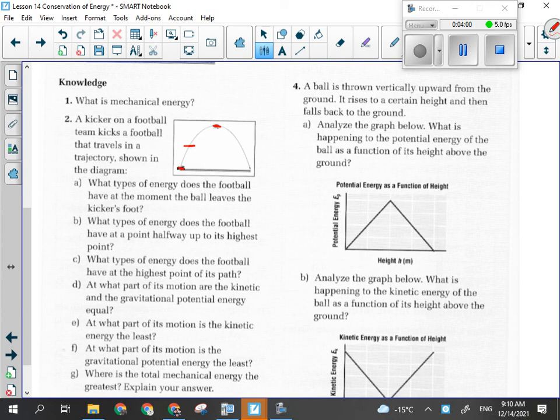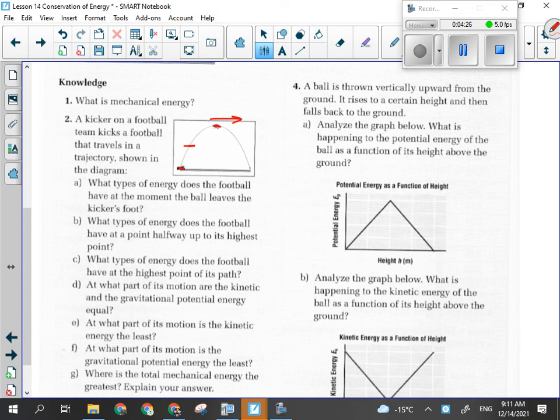And it's still moving. Had he thrown it or kicked it somehow straight up in the air, then at its highest point, yes, it would only have potential. But because it's following this trajectory, at this point, it is still moving horizontally. So it still has some mechanical kinetic energy at that point. Does everyone follow me there? That's kind of a trick. I kind of set you up on that one.